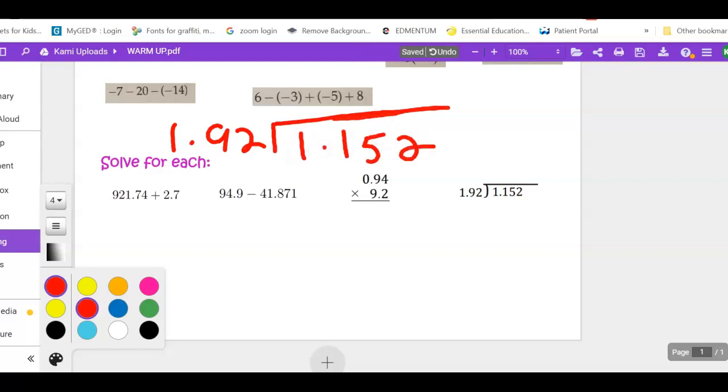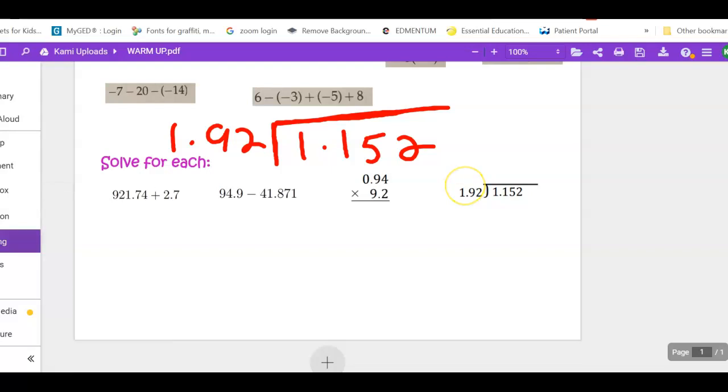1.152. Okay, here we go. Sorry about the sloppy handwriting. So when we divide decimals, if we have a decimal on the outside of the house, that decimal needs to be all the way at the end. So whenever you have a decimal on the outside of your house, you have to move that decimal to the end.